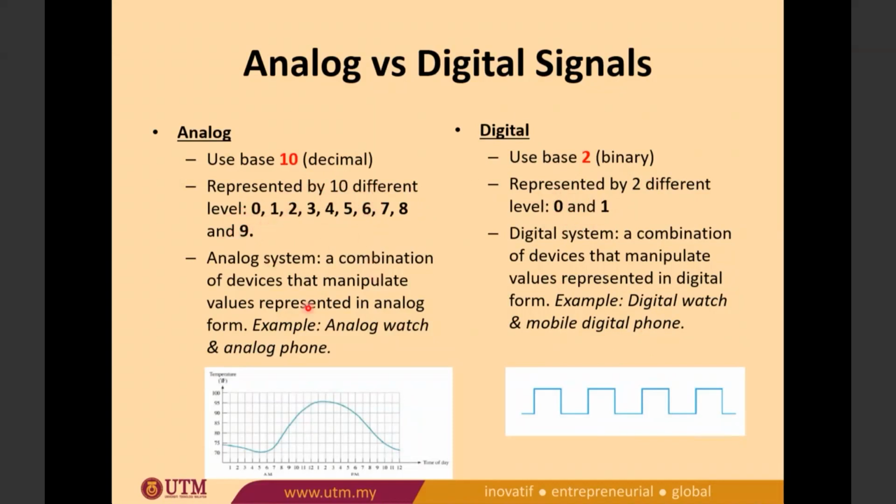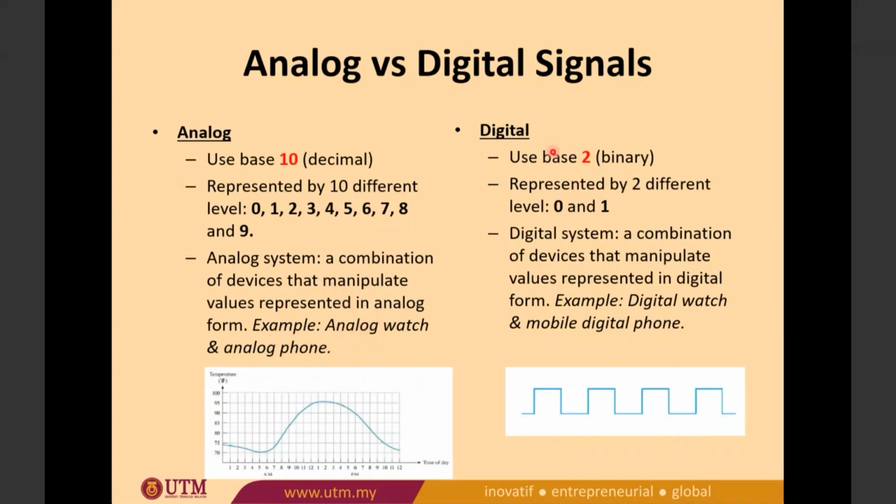Regarding the system, an analog system is a combination of devices that manipulate values represented in analog form. Examples of analog systems are the analog watch and, previously, the analog phone, if you still remember, the one with the dial where every time we wanted to call, we had to turn the dial to enter the number.